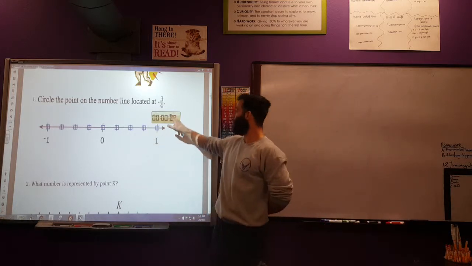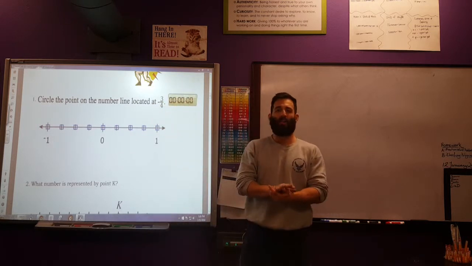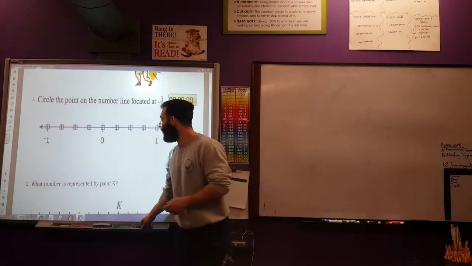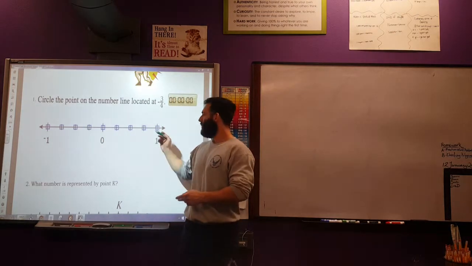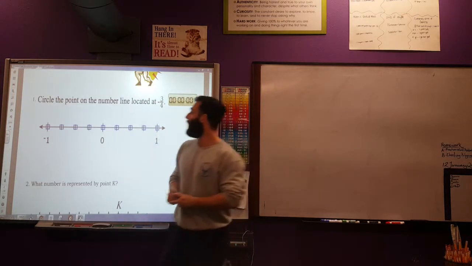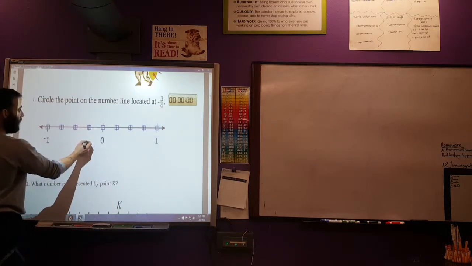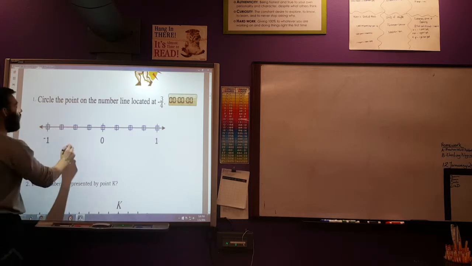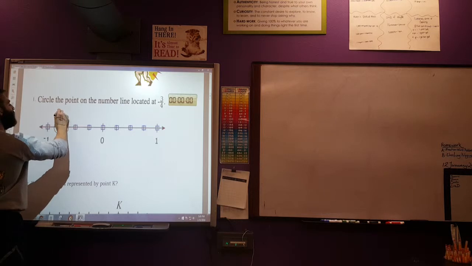You tracking me? Now, number 1 is asking, circle the point on the number line located at -3/4. So what I'm going to do, I'm going to look at my number line, and I see that it goes from -1 all the way to 1. I can also see that my number line is broken into quarter, half, 3/4, and 1. So I'm going to circle this point, which is at -3/4.